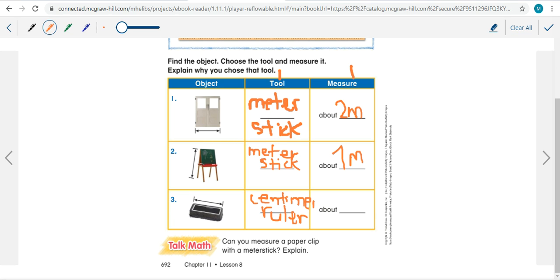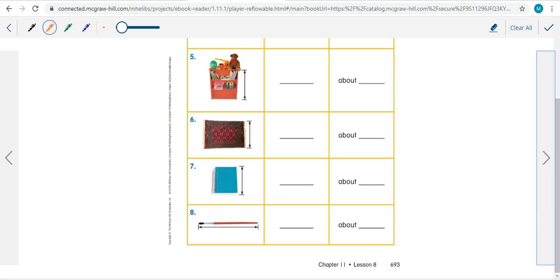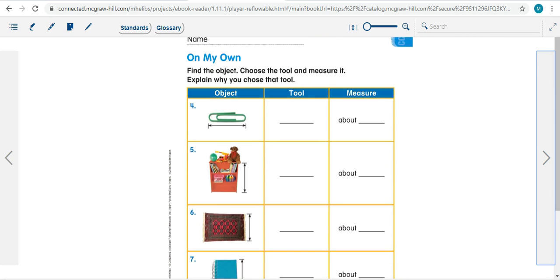Now, about how long do you think the eraser that we use in school is? I think it's about 14 centimeters. You look at your ruler. If you have different measurements from the one that Miss Madeline is writing, it's okay. Remember that we are estimating. Now turn your page. Find the object, choose the tool, and measure it. Explain why you chose the tool.